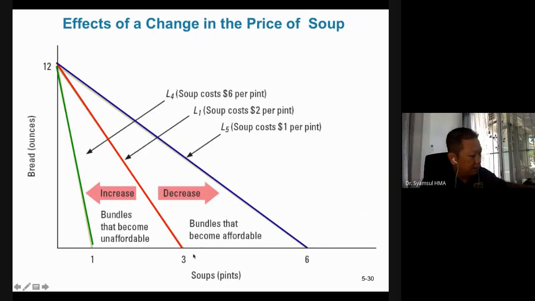Okay, now what happened here? Okay, what happened here? The blue line.